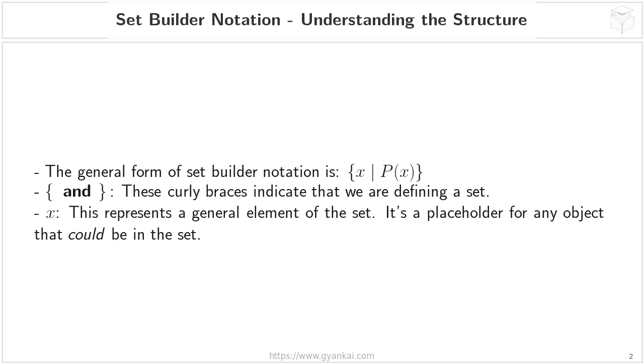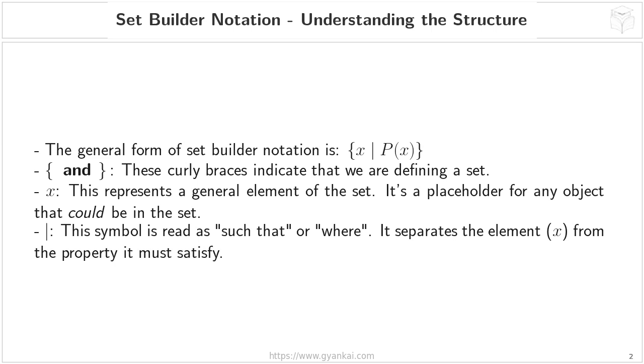Next, we have X. This represents a general element of the set. It's a placeholder. Imagine X standing in for any possible member of the set. It could be a number, a letter, even another set, anything. We use X simply because it's a common convention, but you could technically use any variable. Now, this is where it gets a little trickier. We have a vertical bar. This symbol is read as "such that," or sometimes as "where." It's the crucial link between the element, X, and the condition it must meet to be in the set.